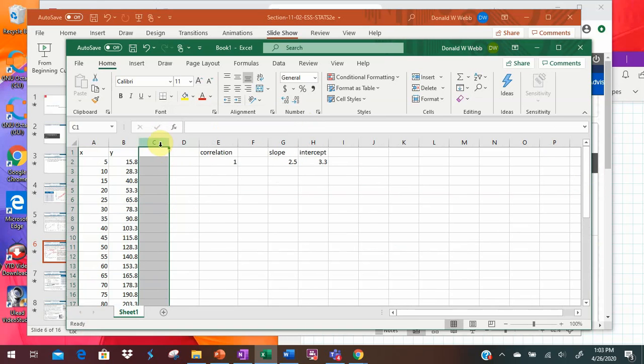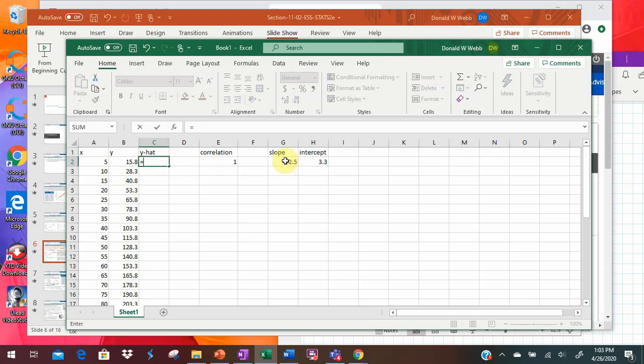I'm going to put an extra column in here, and I'm going to add this as my y hat. This is basically my predicted value. So if I use that formula, the slope is equal to 2.5 times my x value. And if I add the intercept of 3.3, look what I get, 15.8.